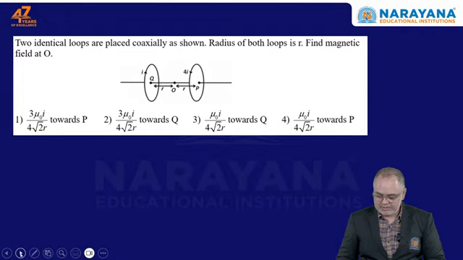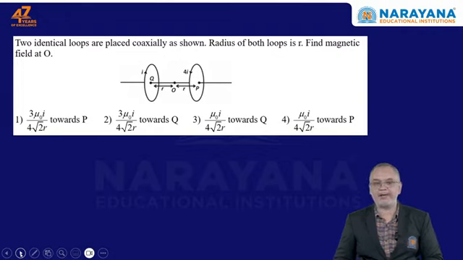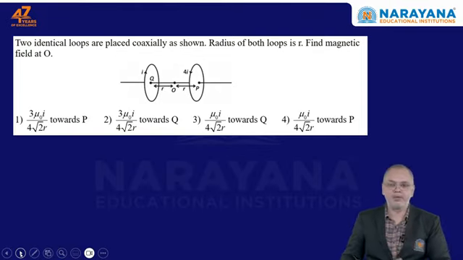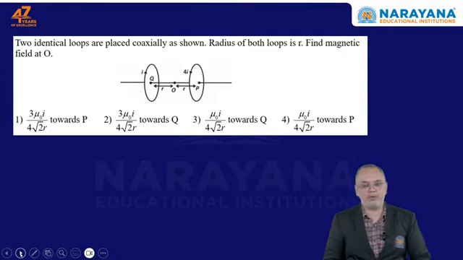The next question is: two identical loops are placed coaxially as shown. Radius of both loops is small r. Find the magnetic field at point O.